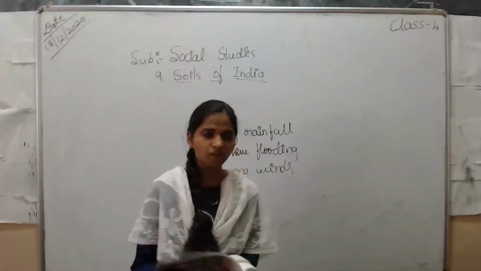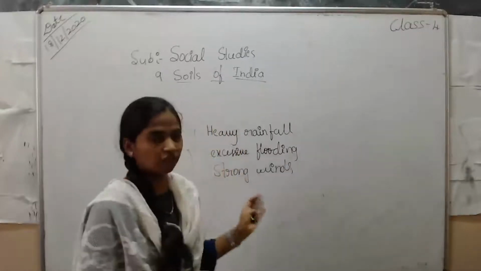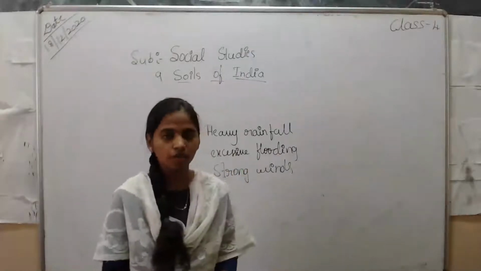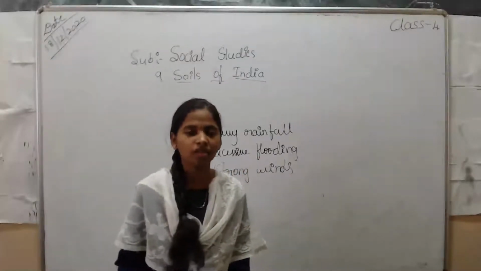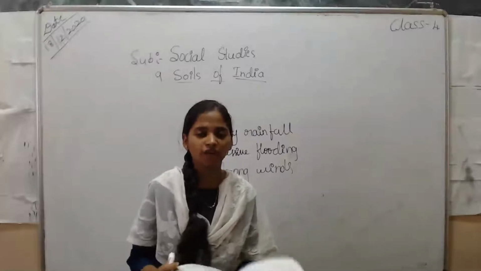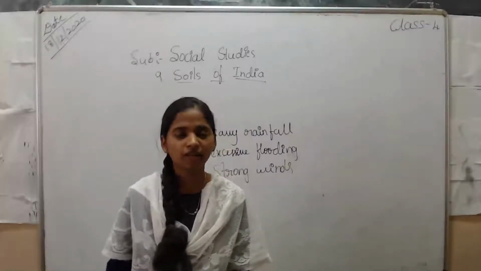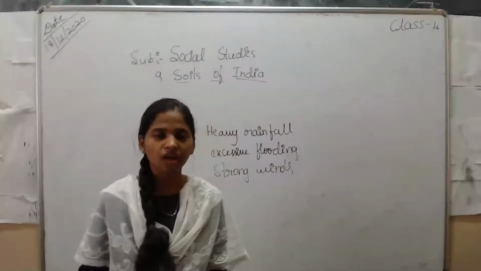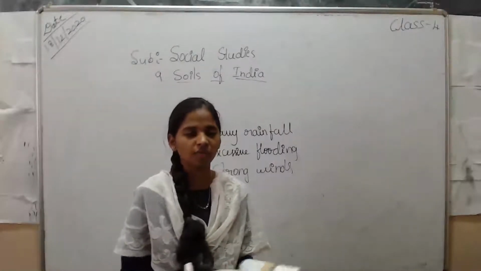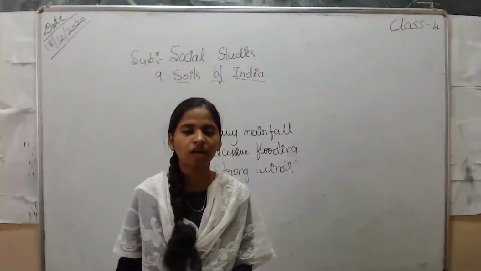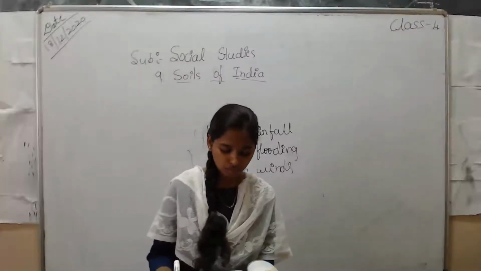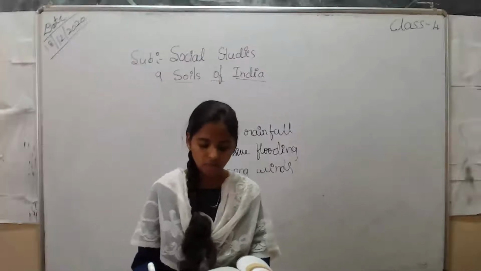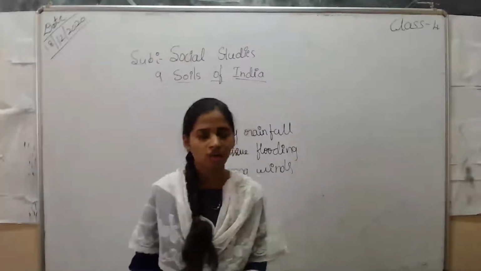So what happens when there is heavy rainfall, excessive flooding and strong wind? The topmost layer of the soil gets washed away. The topmost layer contains the most fertile, mineral-rich soil. It is only getting washed away with the help of all these things. So they lead to soil erosion. Some human activities like deforestation and land pollution also cause soil erosion.